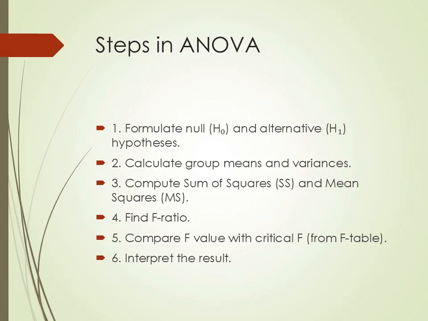Now let us see the different steps to be followed in ANOVA. First, we have to formulate a null and alternative hypothesis. Second, calculate the group means and variance. As I told you, you have 3 different groups of fishes, so see the means of the 3 different groups and the variance. Compute the sum of squares and the mean squares, that is the sum of squares for between samples and within samples, and also calculate the total sum of squares. Then finally find out the F ratio. Compare the F value with the critical F from the F table and interpret the results.